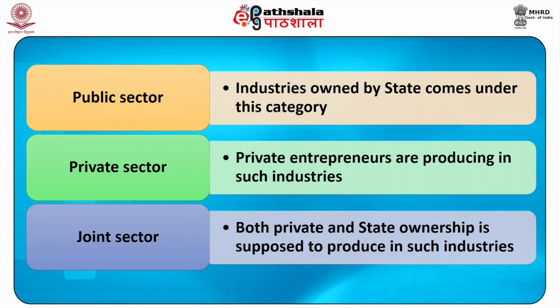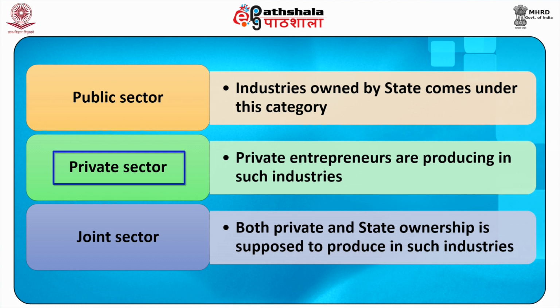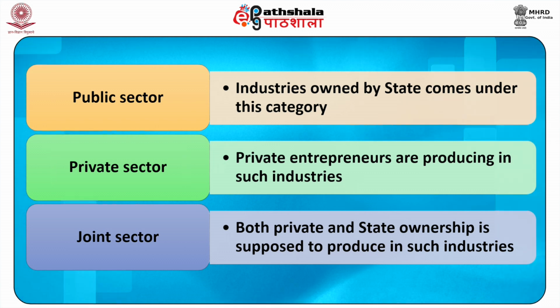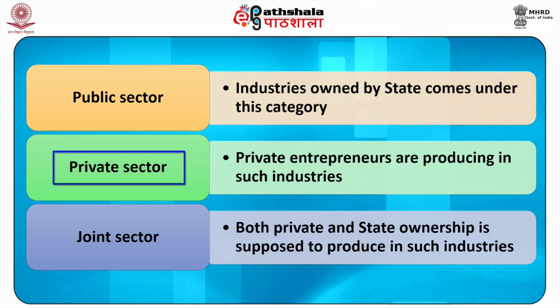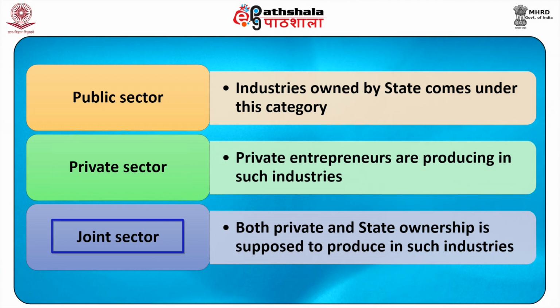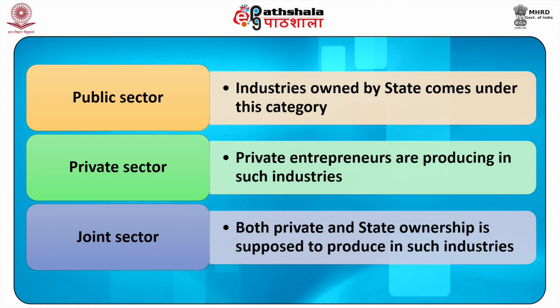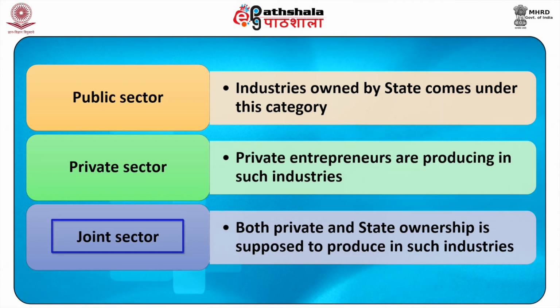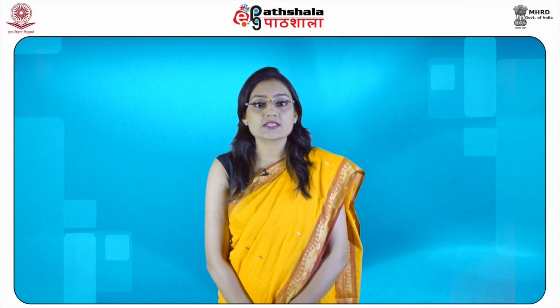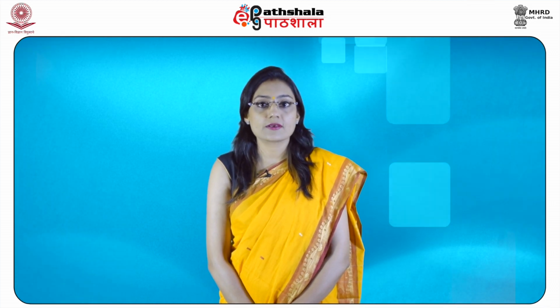First was the public sector, where the industries owned by the state come under this category. Second is the private sector. Private entrepreneurs are producing in such industries. Third is the joint sector. Both the private and the public ownership is supposed to produce in such industries. The industries were divided into 4 categories.